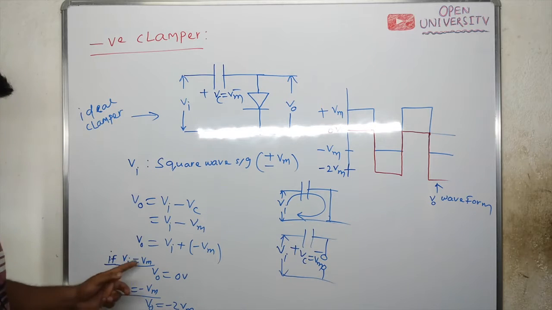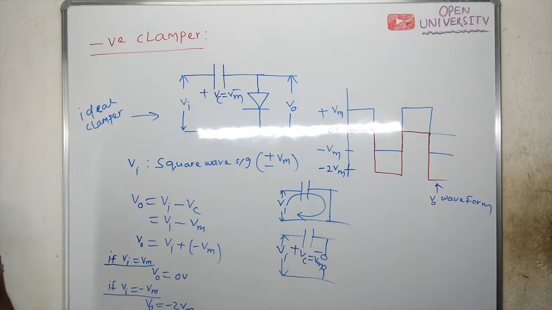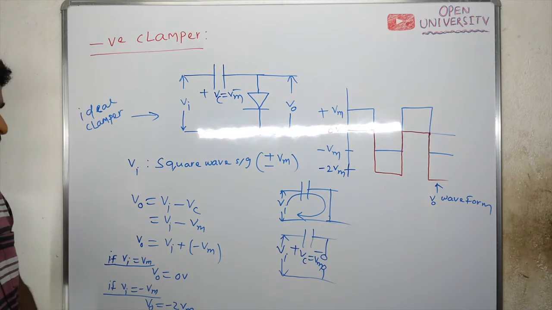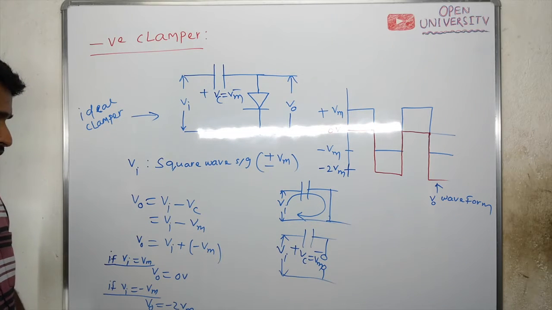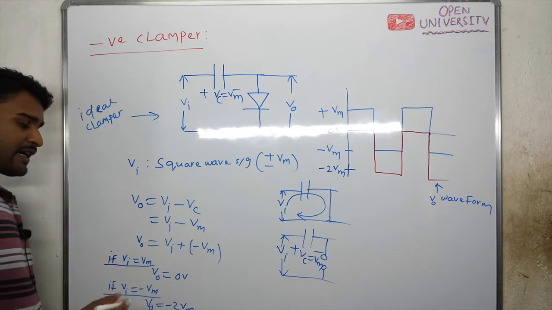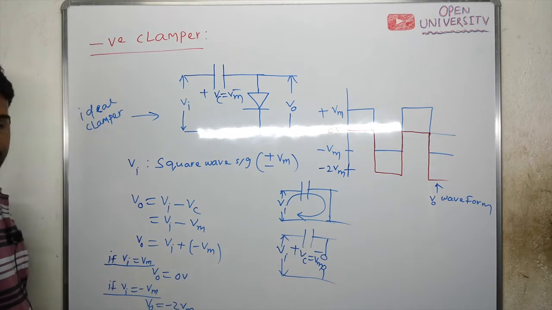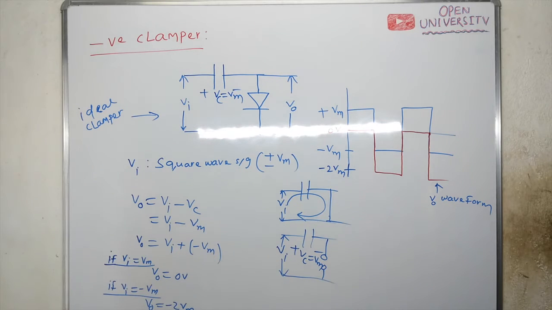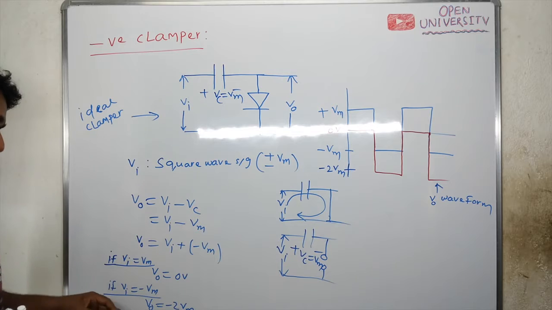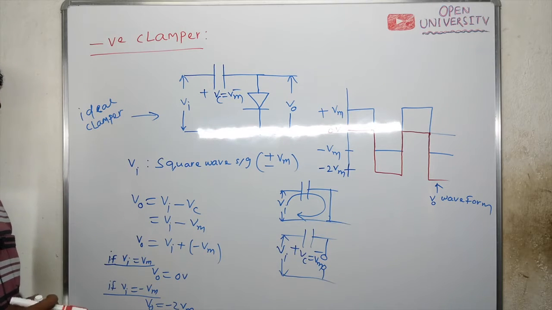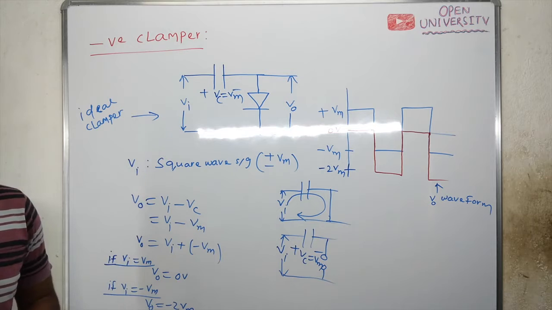Write down this point. Thus a negative DC voltage minus Vm gets added to the input voltage. If Vi equals Vm, then the output voltage will be 0 volt, and if Vi equals minus Vm, the output voltage will be minus 2 Vm.